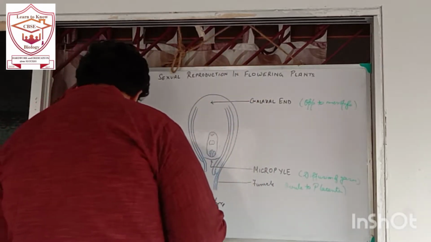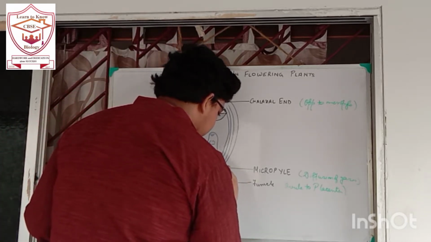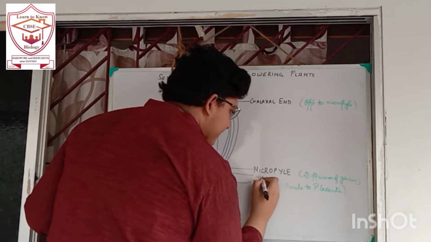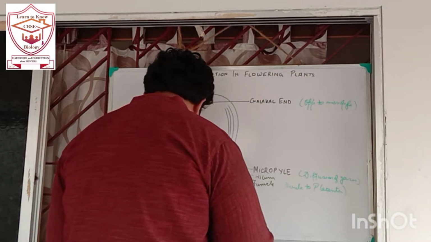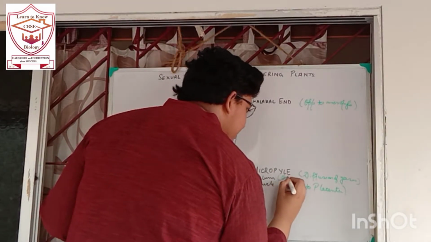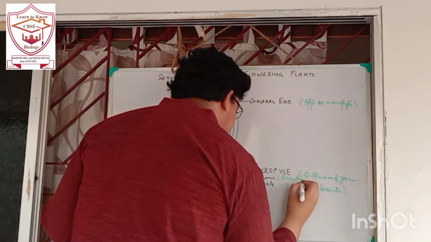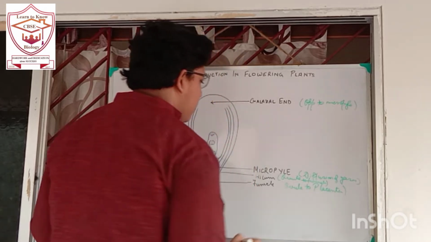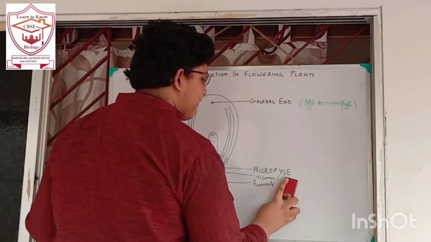Next, hilum. Hilum is this portion. This is known as hilum. Hilum joins the ovule to the funicle. Okay, I will be discussing the importance one by one.